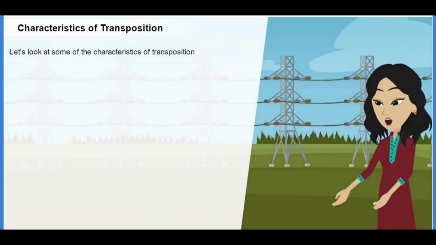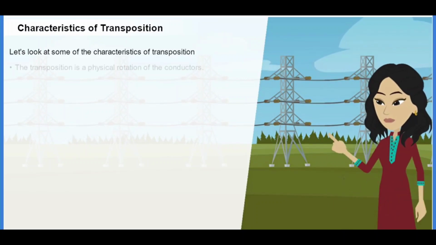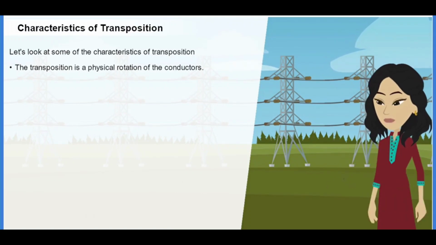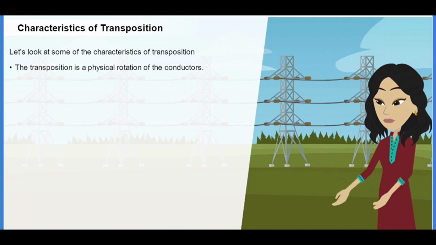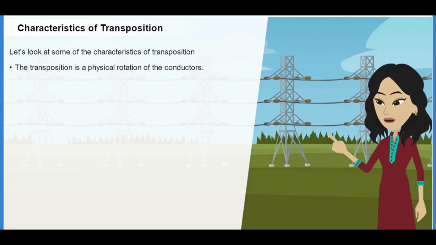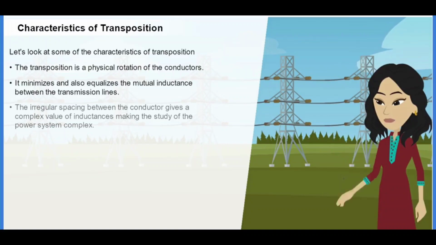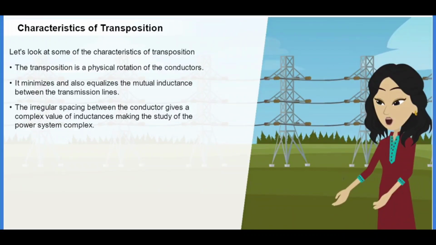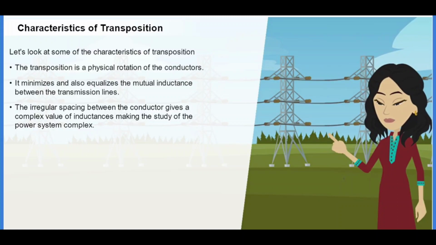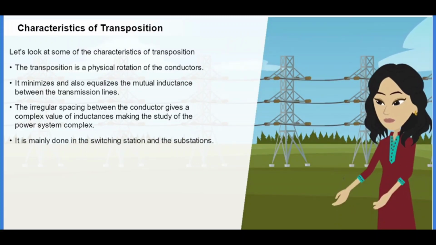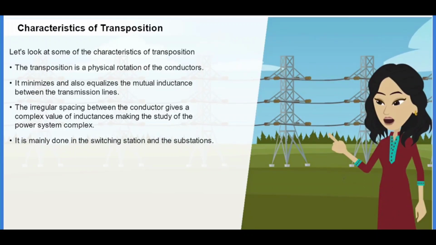Let's look at some of the characteristics of transposition. The transposition is a physical rotation of the conductors so that the conductor is moved to take up the next physical position in the regular sequence. The transposition of the conductor minimizes and also equalizes the mutual inductance between the transmission lines. The irregular spacing between the conductors gives a complex value of inductances, which makes the study of the power system complex. The transposition is mainly done in the switching station and the substations.